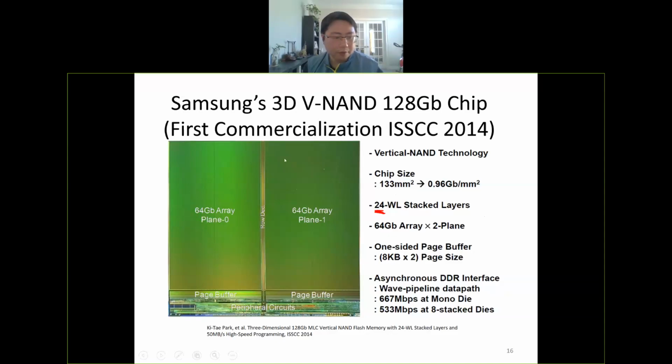All right, any questions here? If not, then that's the end of the NAND Flash.